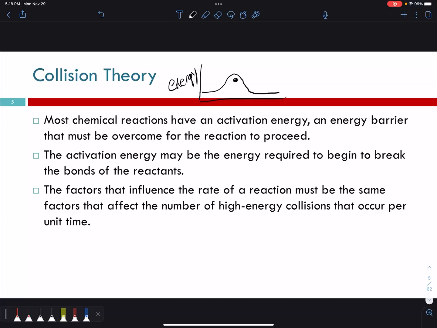Most chemical reactions have an activation energy. That activation energy may be the energy required to begin to break the bonds of the reactants. In the case of hydrogen reacting with iodine, the bonds within the hydrogen and within the iodine need to break before new bonds can form between a hydrogen and an iodine to get the two products.